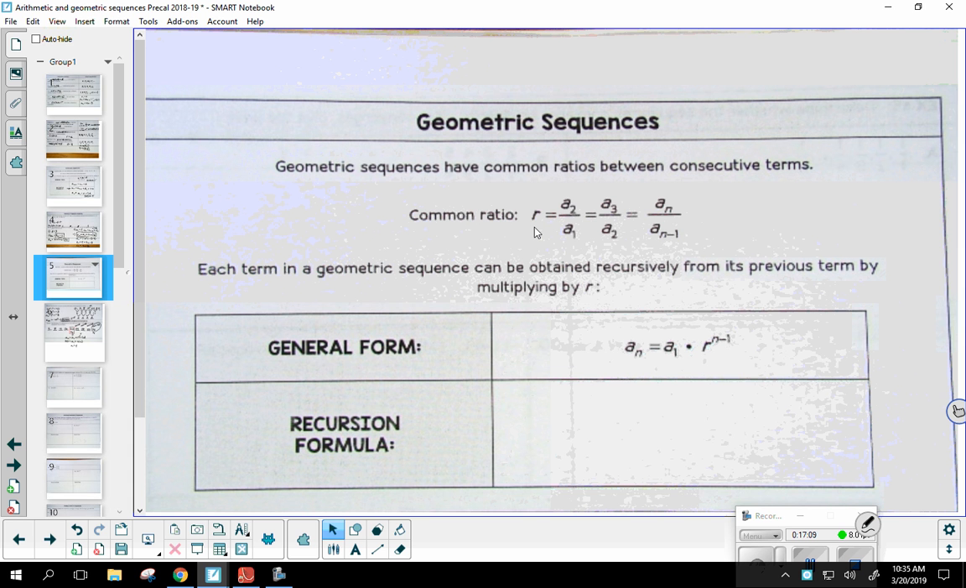And you just divide consecutive terms. The second divided by the first, the third divided by the second, and that's the key. You have to divide by the previous term. Okay, you don't take the previous and divide it by the one that follows it. Okay, well, this general form here, that's the explicit. So the nth term of the sequence is equal to, what's a sub 1? What term number is that? That's the first times r, that common ratio, to the n minus 1.